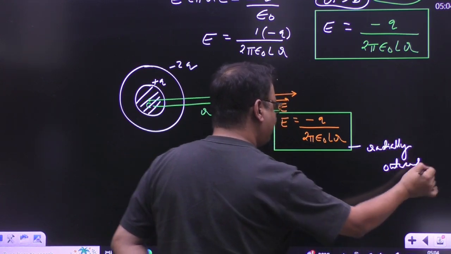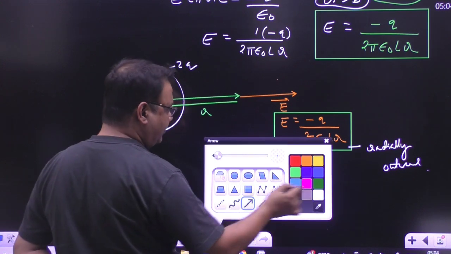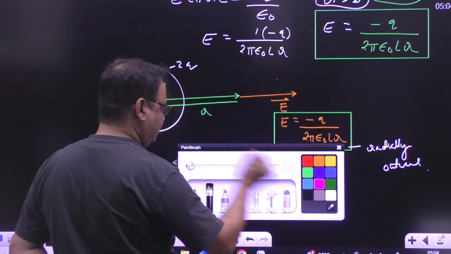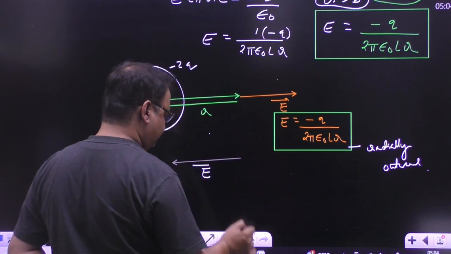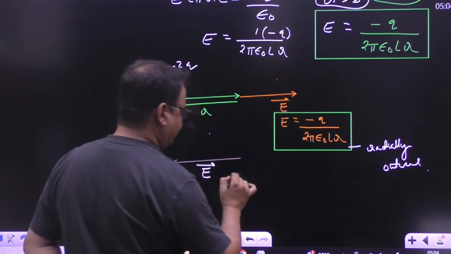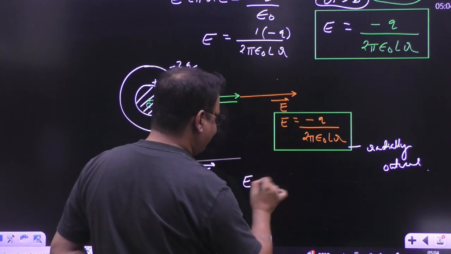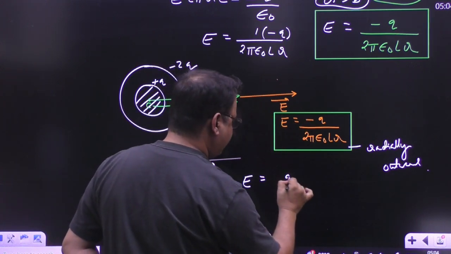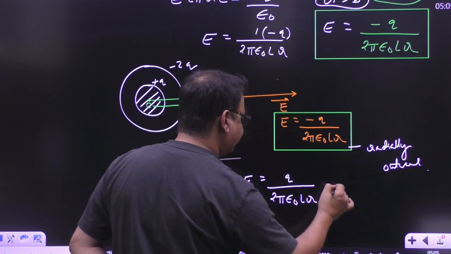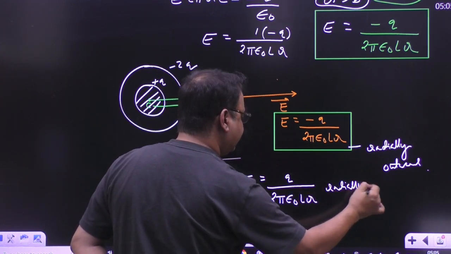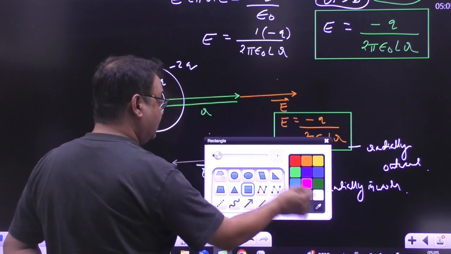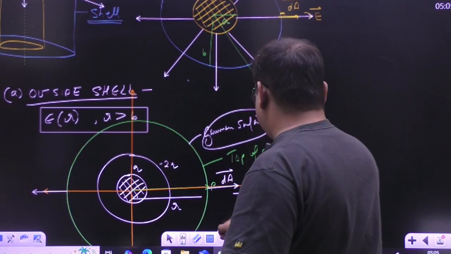But suppose you want to report your answer as a field in a radially inward way, so simply reverse the sign of the source charge. If you want to write inward and you got outward as negative, then inward would be Q by 2 pi epsilon naught L by R, and this you can write radially inwards. So that depends on how you like to report the answer. Now let's see the next part.